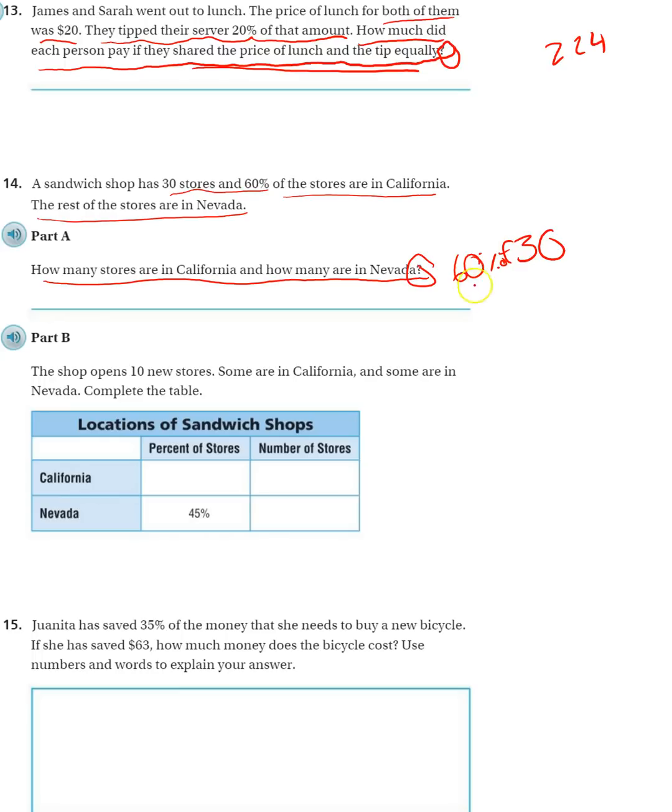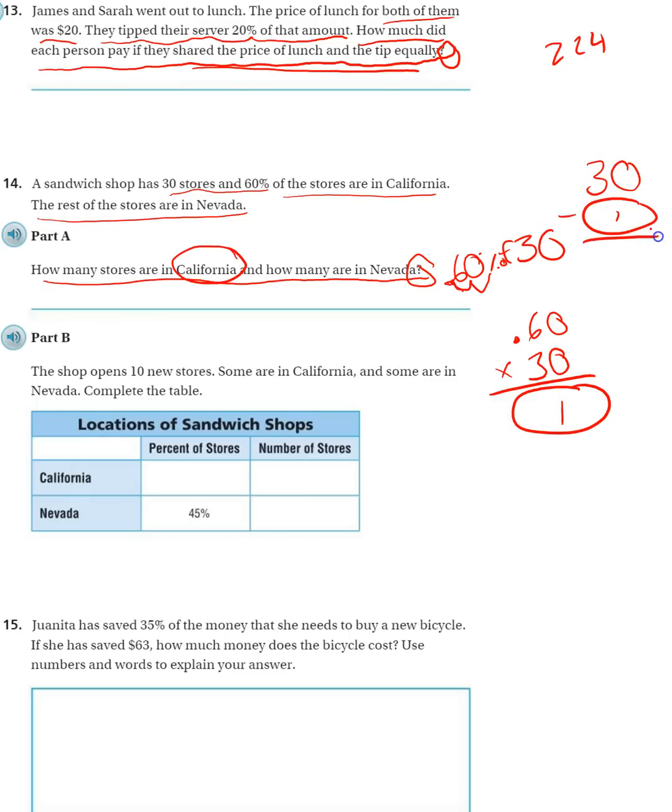I change it to a decimal, move my decimal over twice. So 0.60 times 30. This answer is going to tell me how many are in California. And then I take this first answer I get, and I take 30 minus that first answer. And that's going to tell me my second answer, which is how many stores are in Nevada.